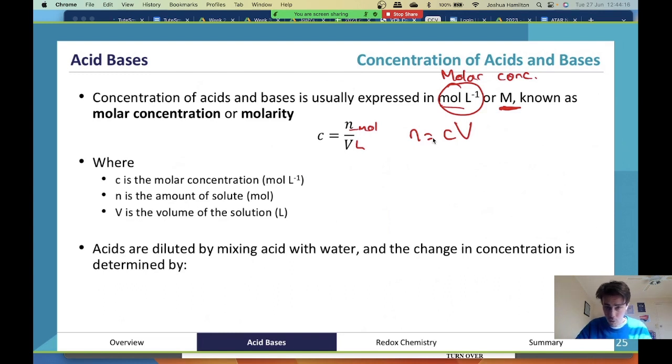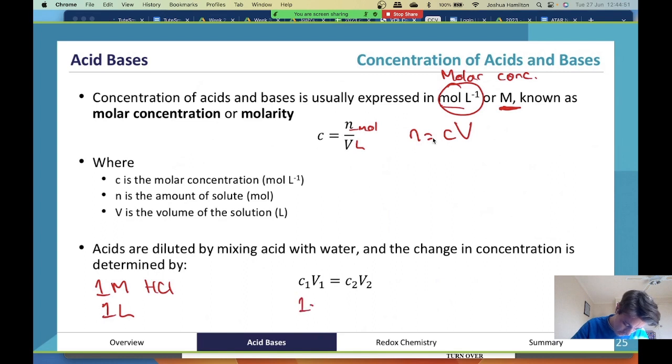Acids can also be diluted by mixing with water, and the change in concentration is determined by C1 V1 equals C2 V2. Now, what do I mean by all of these numbers? C is your concentration, V is your volume. Initially, say I've got HCl, in a mixture of 1 liter and it's 1 molar. So I have 1 molar HCl and I've got 1 liter of it, so 1 times 1. Then I add a second liter of water. I don't know the concentration, but I have 2 liters, so I've got X times 2.